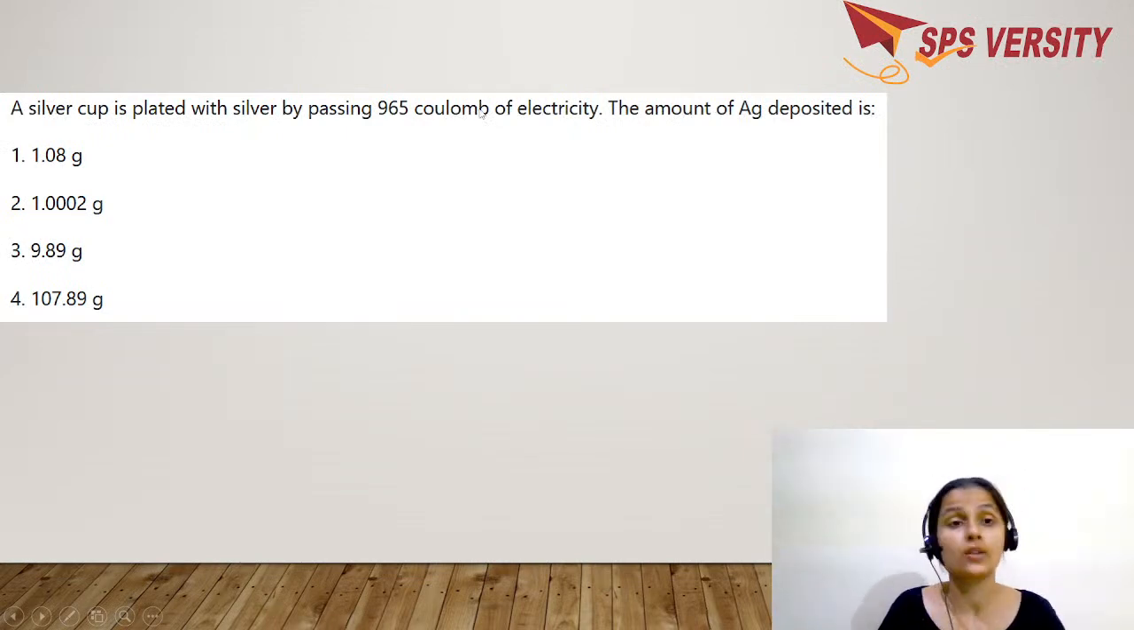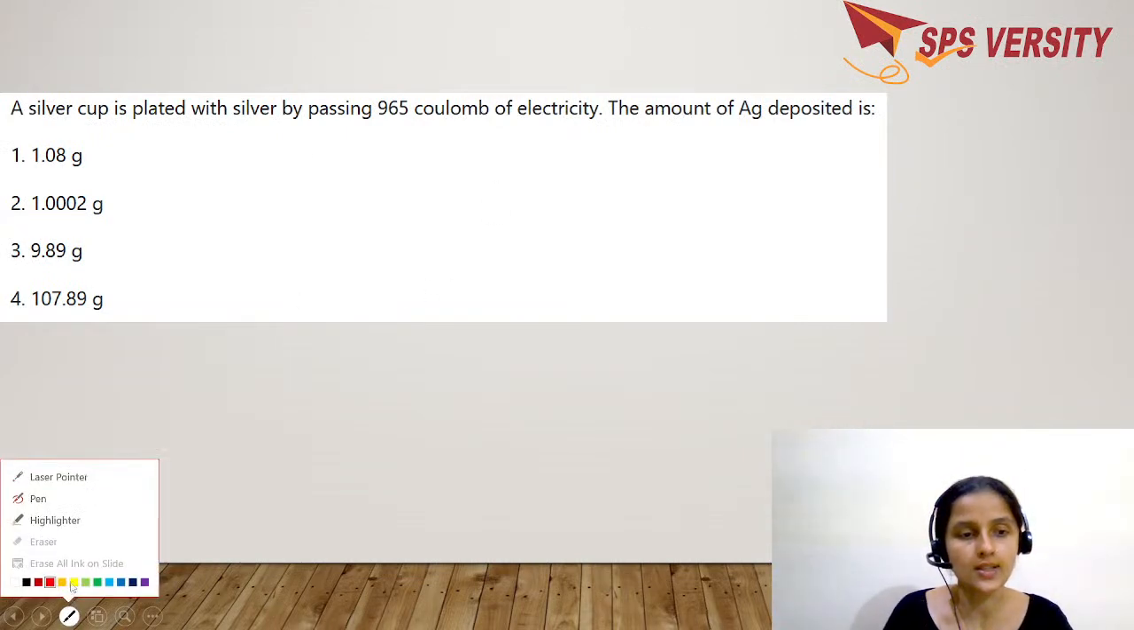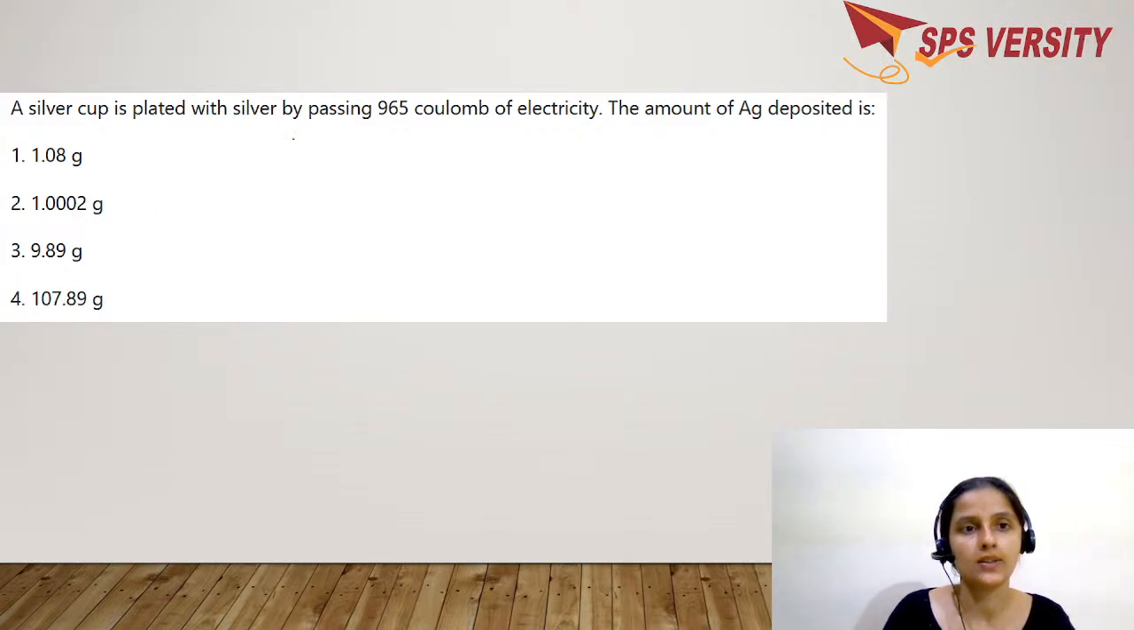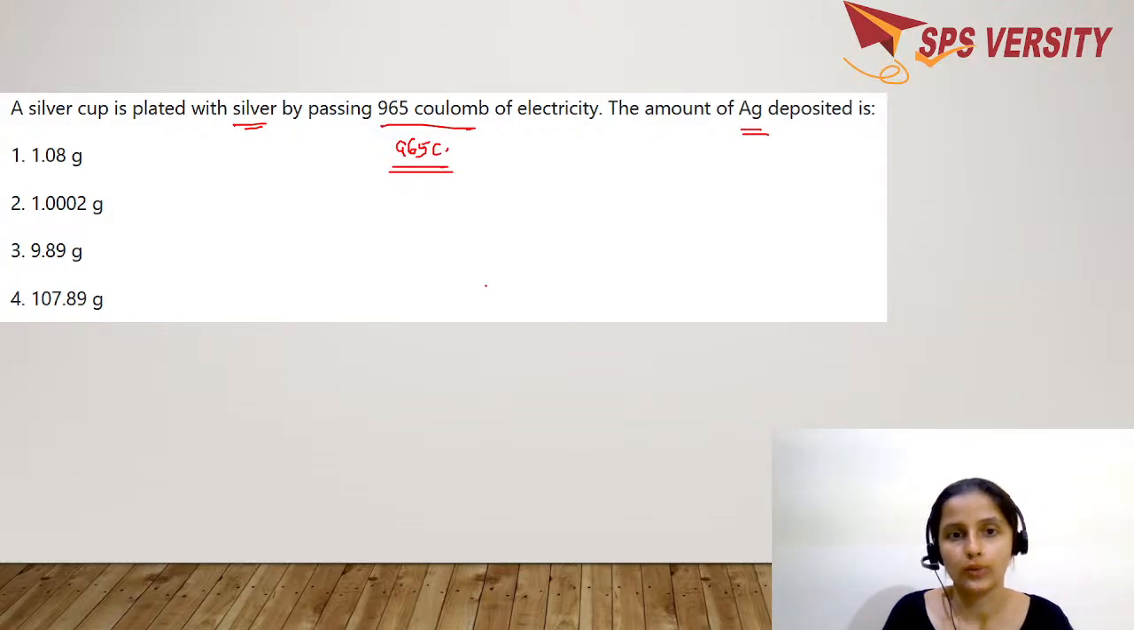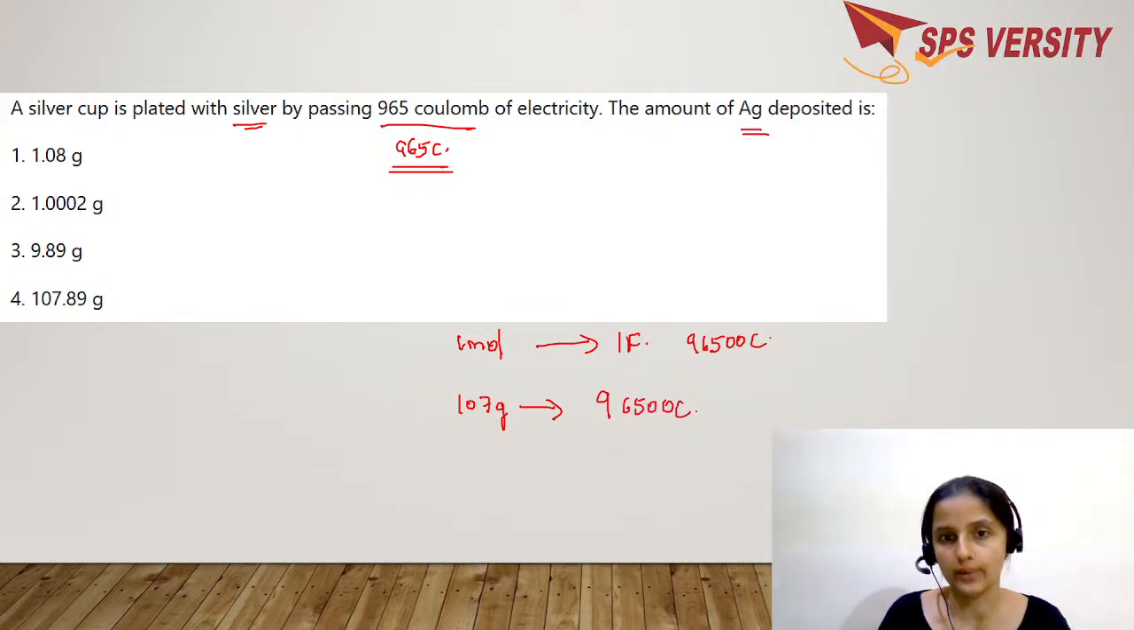Okay, what's the mass of silver? The question is: a silver cup is plated with silver by passing 965 coulombs of electricity. What is the amount of Ag deposited? We know that to deposit 1 mole, you need 1 farad of electricity, that's 96,500 coulombs. What is the mass of 1 mole of silver? That's 107. So for 107 grams, you need 96,500 coulombs.